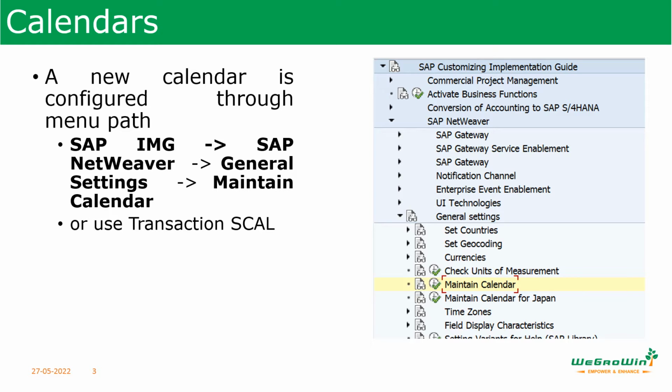We'll start with calendars. For all planning and scheduling purposes, calendars are defined in the system. First, national holidays are defined. With these national holidays and other individual holidays, a holiday calendar is defined. With that, a factory calendar is defined. So now to create the calendar, the menu path is shown here, or use the transaction SCAL.